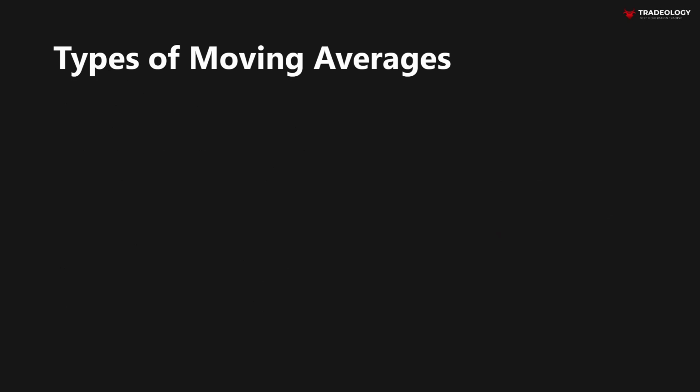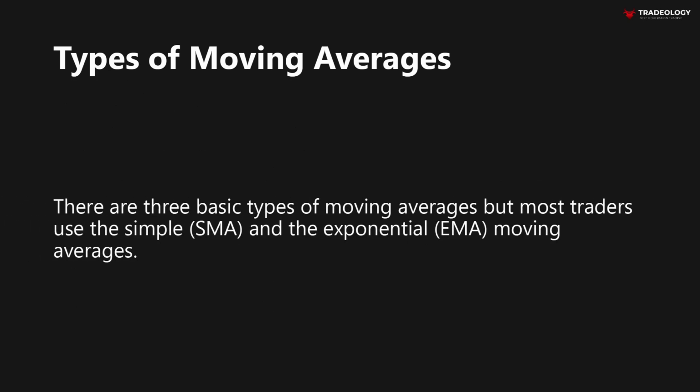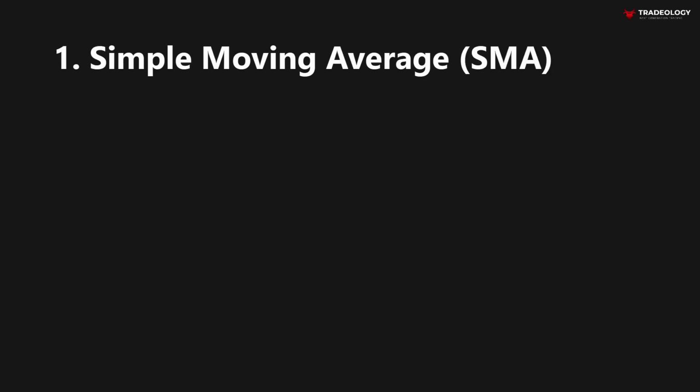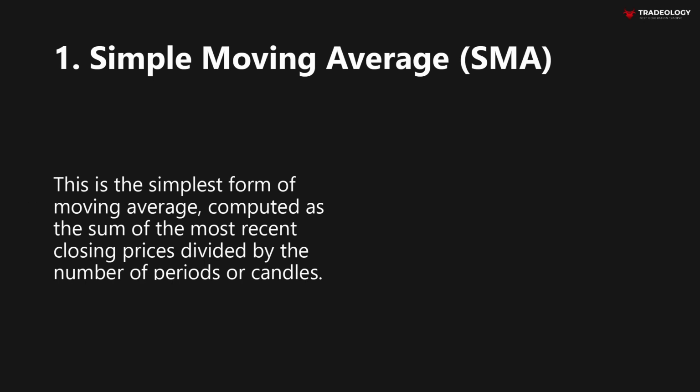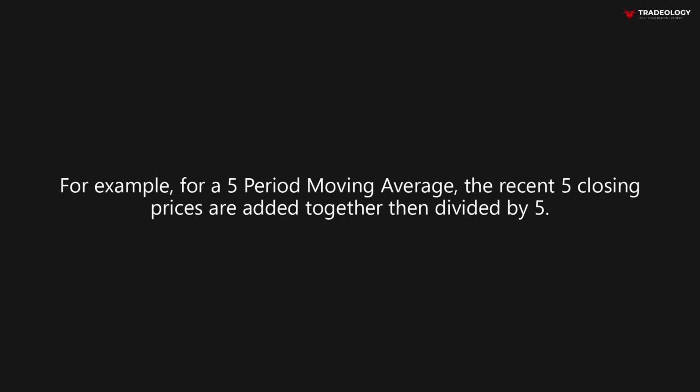Let's have a look at some types of moving averages. There are 3 basic types of moving average, but most traders use the simple, or SMA, and the exponential, or EMA, moving averages. Let's have a look at the simple moving average, or SMA. This is the simplest form of moving average, computed as the sum of the most recent closing prices divided by the number of periods of candles. For example, for a 5-period moving average, the recent 5 closing prices are added together, then divided by 5.